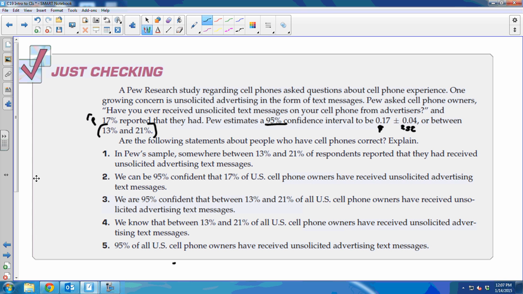So here are a lot of things that they're saying. We decide if any of them are correct and explain why or why not. Okay, in one. In Pew's sample, somewhere between 13% and 21% of respondents reported that they had received unsolicited advertising text messages.